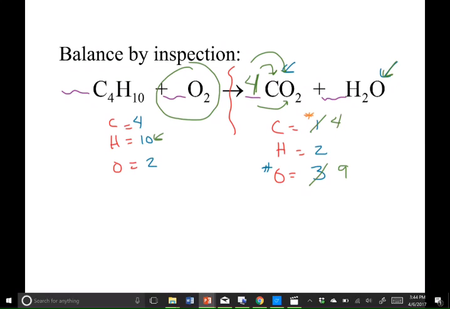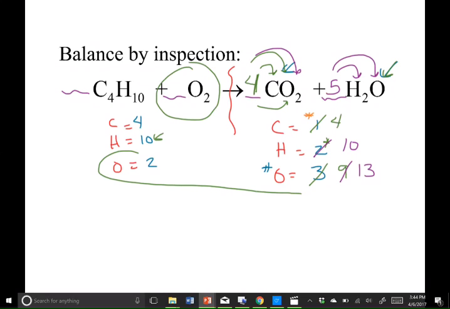Now let's fix the hydrogens, so to speak. I have 10 hydrogens over here, and how do I get 10 hydrogens right here? Well, since they come in pairs, if I put a 5 here, that should give me 10 hydrogens, right? So now I have 10 hydrogens, and how many oxygens do I have? I have 5 oxygens brought by here and 8 oxygens brought by here, so 5 plus 8, I'm liking 13. So what is not balanced? The thing that's not balanced yet is our oxygens.